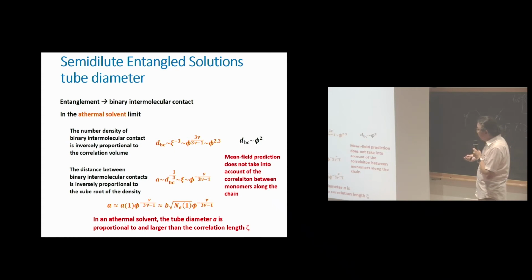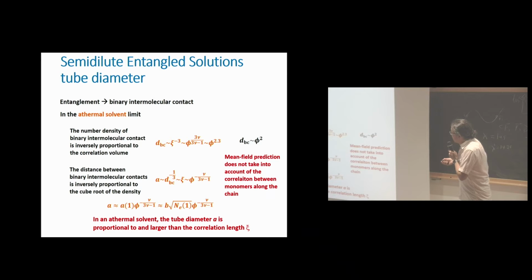In that case, the probability of contact, the number density of binary intermolecular contact, should be proportional to the concentration of these two components, so proportional to the product of concentration. However, experimentally, we have a much stronger dependence, by osmotic pressure, for example. Mean field prediction means you distribute monomer chains homogeneously, but in reality, the real chain in a good solvent changes conformation. The size also shrinks, and the conformation is not constant, so mean field theory does not take this effect into account.